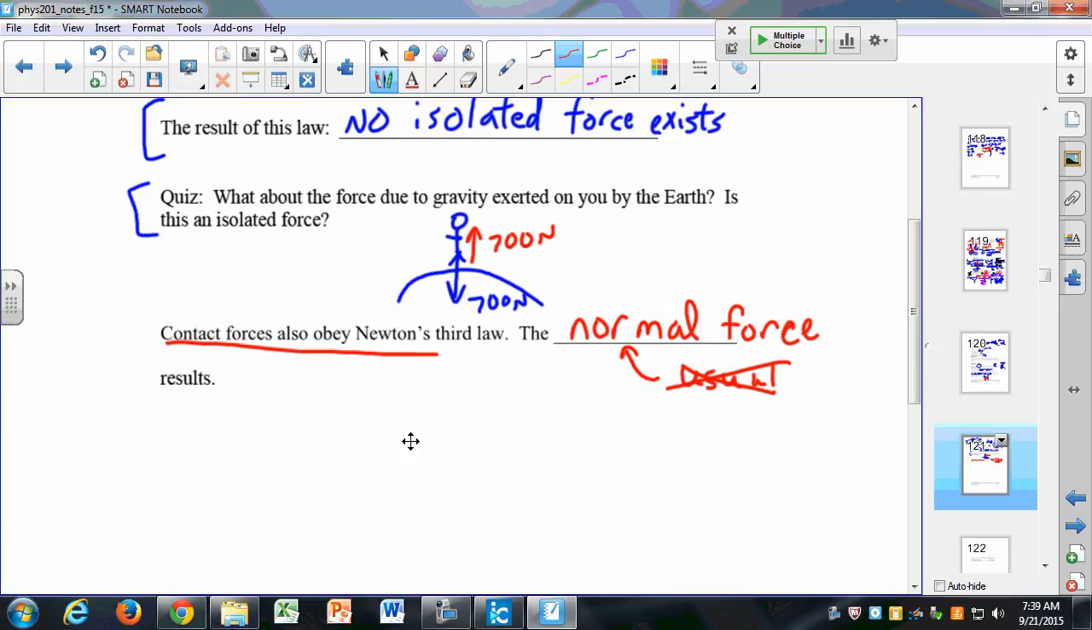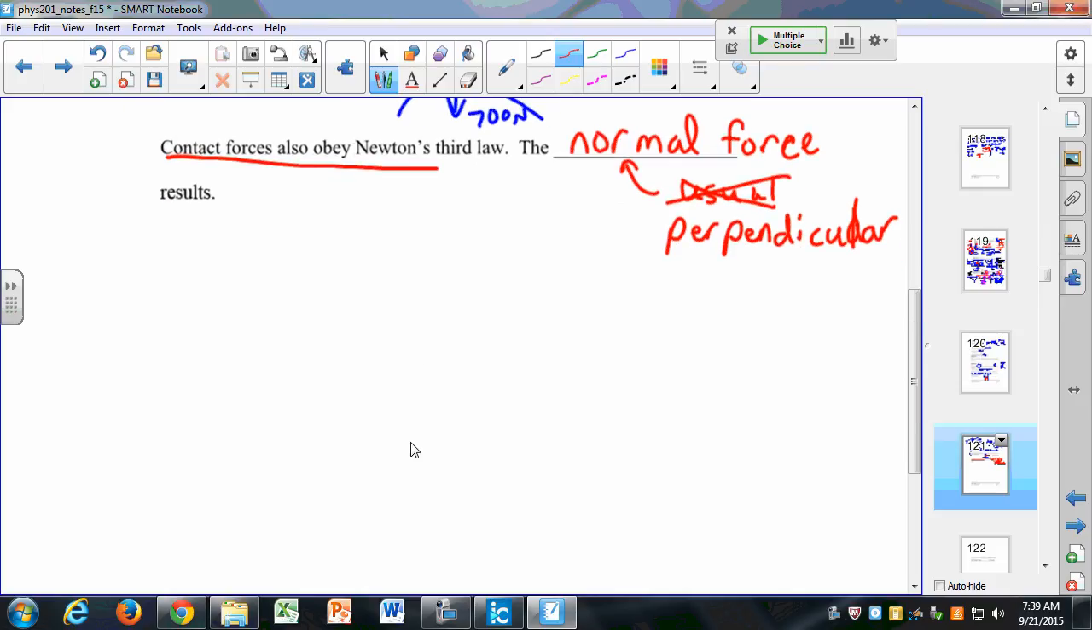Right, it's perpendicular and in the same plane. Yeah, so we're not really worried about the plane, but we'll just say that it's perpendicular because we're only going to be dealing in 2 dimensions anyway, so we'll always be in the same plane. But it does mean that it's perpendicular. All right, so the normal force will always be perpendicular.